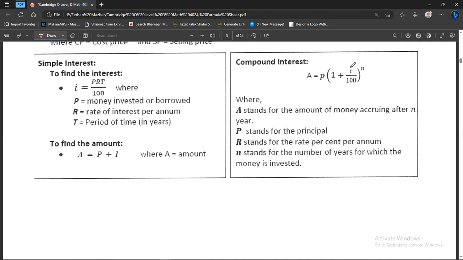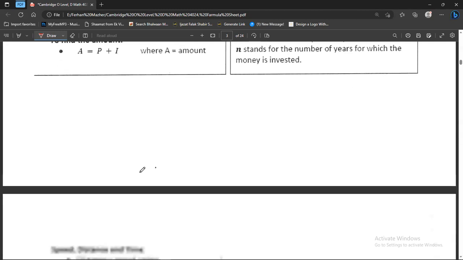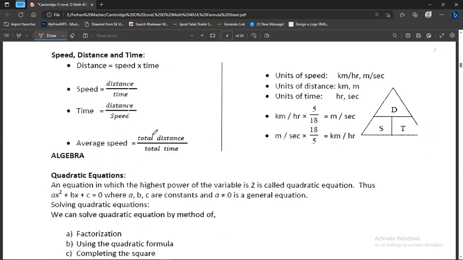If the rate's time unit is years, this N will be in years. If the R is per month, then the time here will also be in months. If this is semi-annually, this will be semi-annually. If this is quarterly, then its unit will also be quarterly. So these two are very important concepts. They both come in the paper frequently. Frequently, they ask this question.